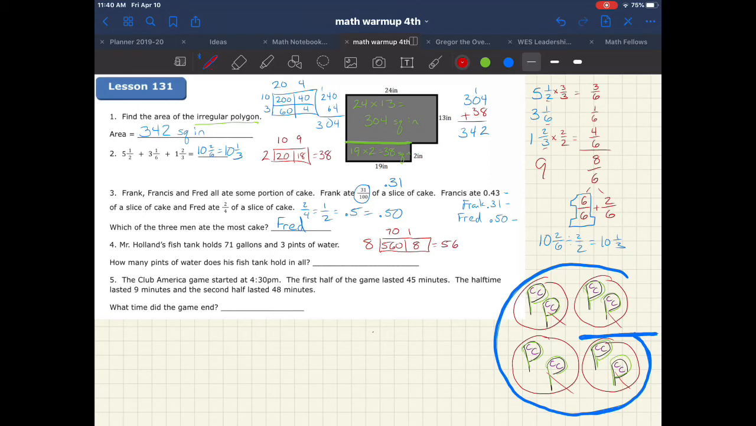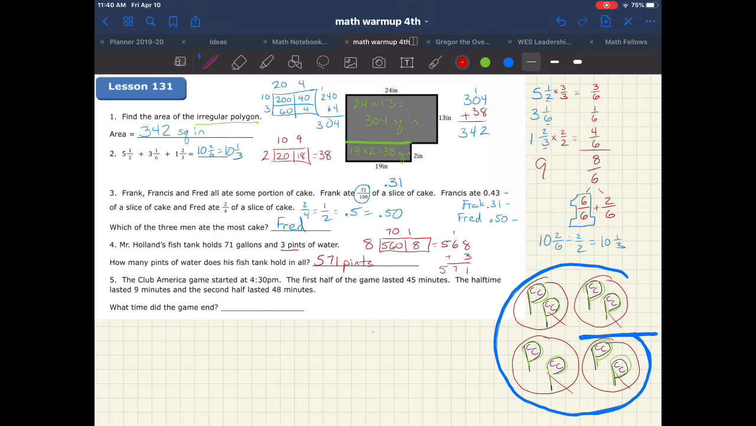So 568 pints in the 71 gallons, plus we have those extra 3, the plus 3 pints. So looks like 571 pints. 571 pints.